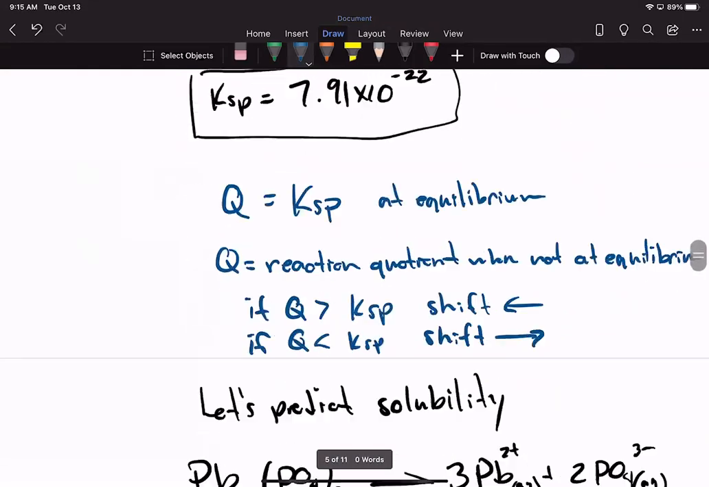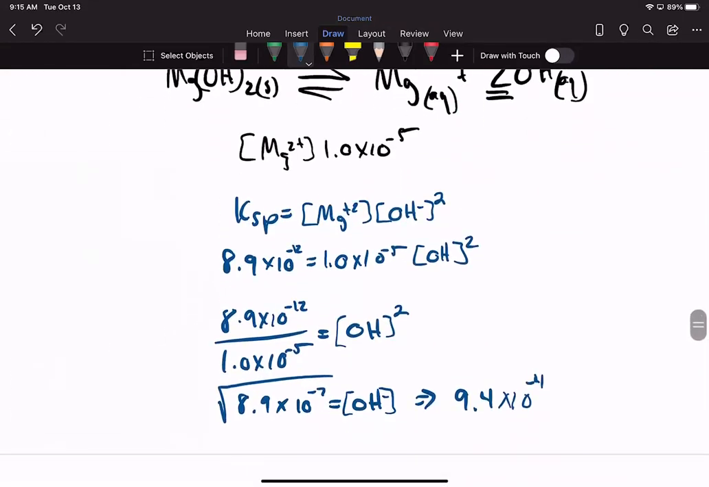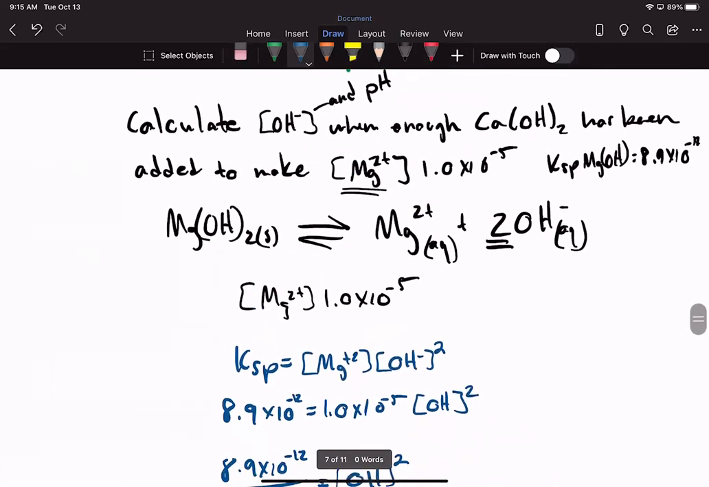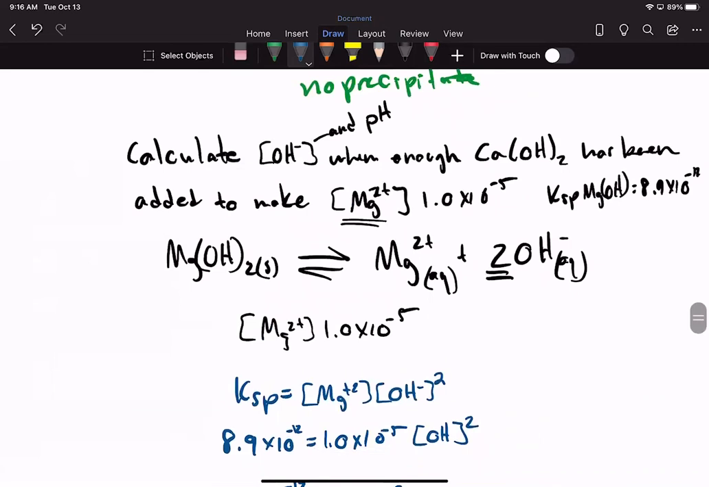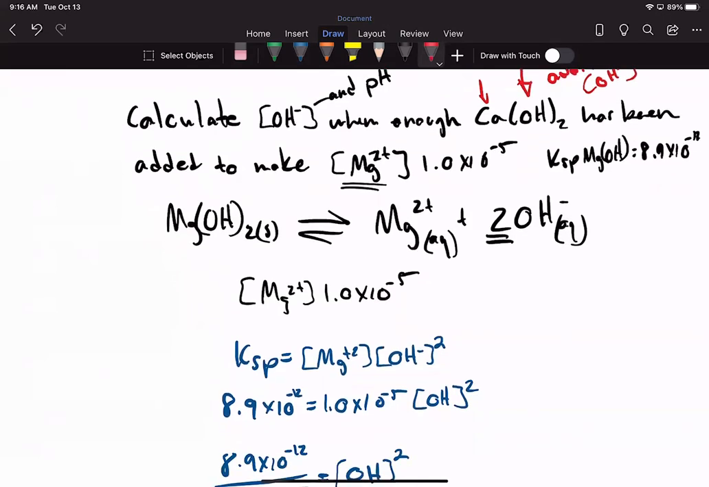Why did it want us to do it the other way? I have no idea. Let me read the question again: calculate the concentration of hydroxide when enough calcium hydroxide is added. So I don't have a final concentration, because we're adding additional hydroxide. We can consider the magnesium like a spectator ion that we've done before, but we're introducing more hydroxide in here. So I guess I don't have the final.